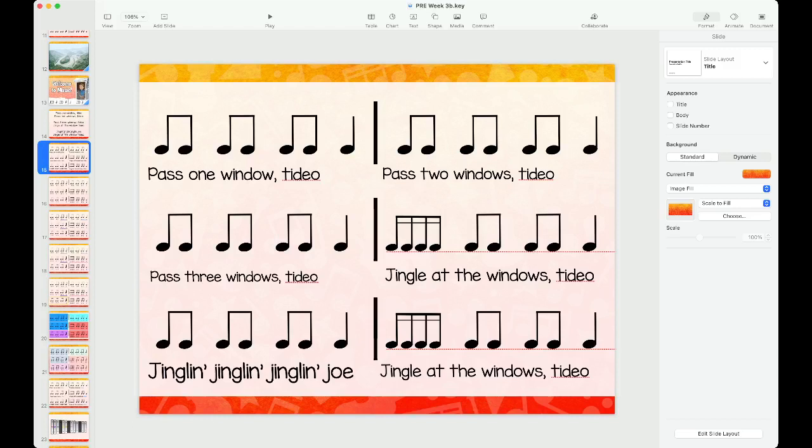And then we might say, okay, I'm going to do this same song, but I'm going to change something. I'll go back to that in a second.